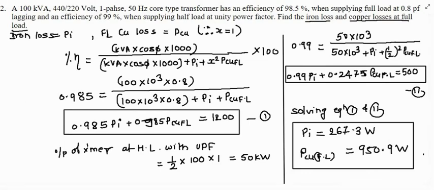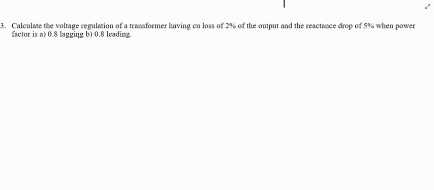Now move to the next problem. Calculate the voltage regulation of the transformer having copper loss of 2% of the output and reactance drop of 5% when power factor is 0.8 lagging and 0.8 leading.